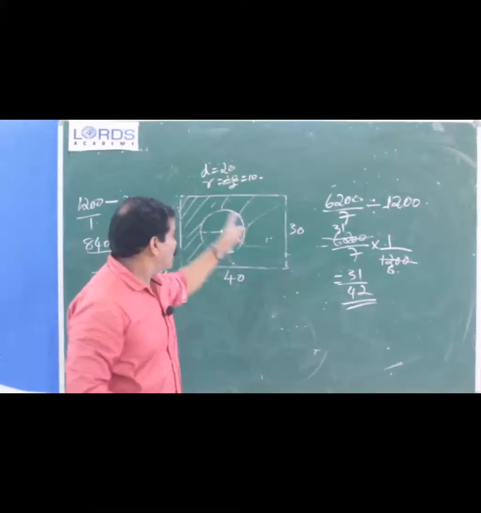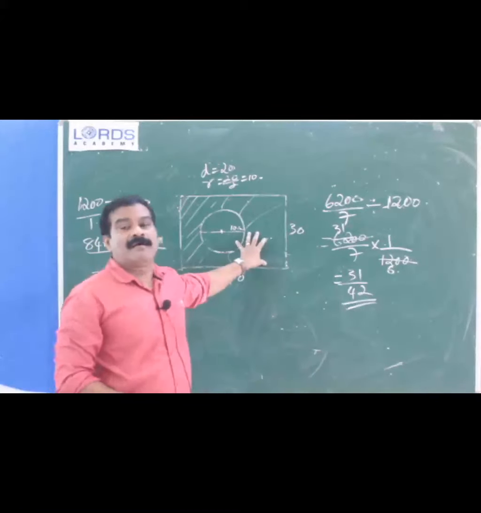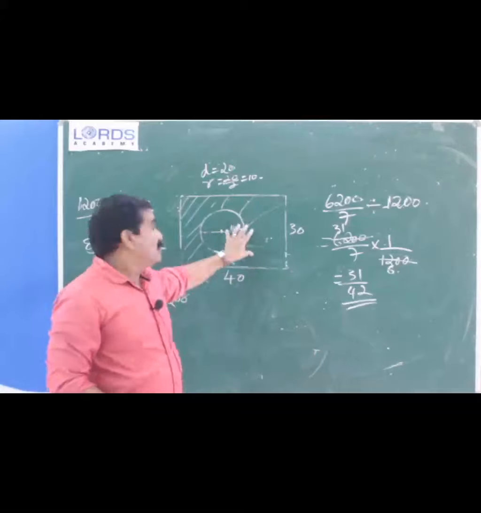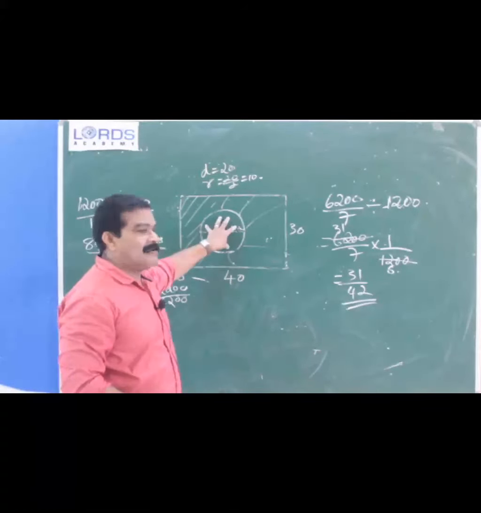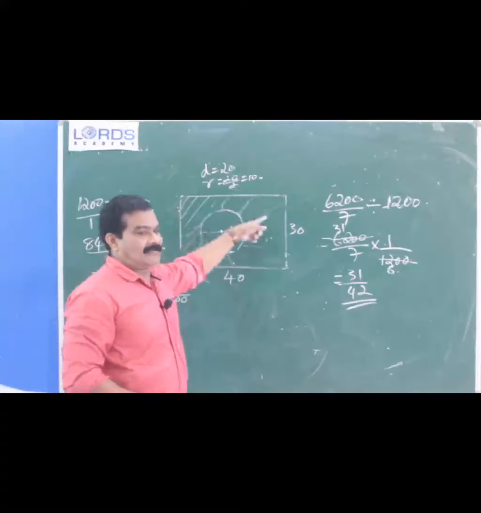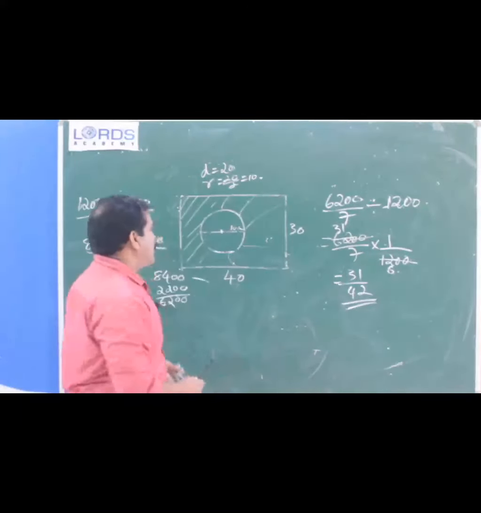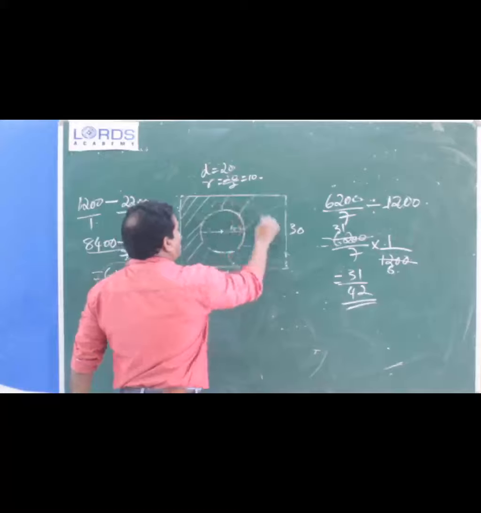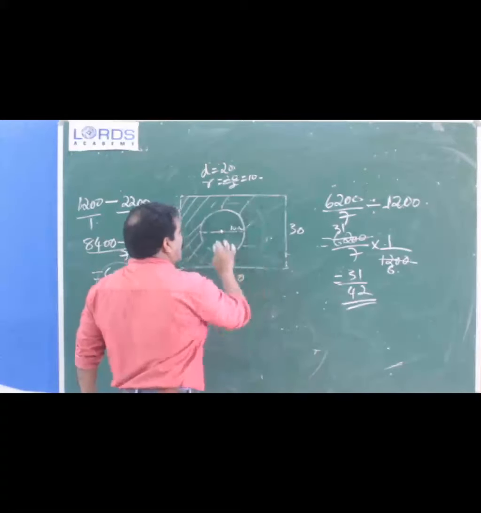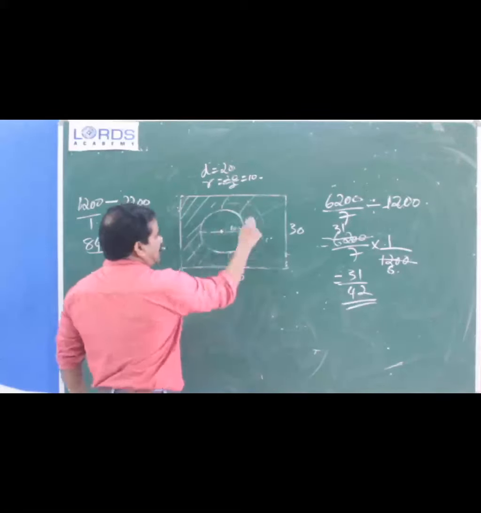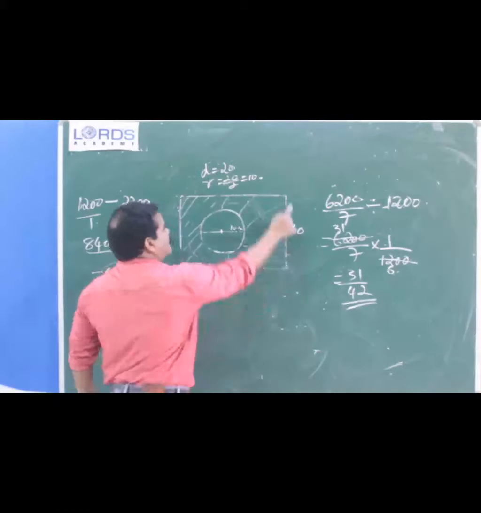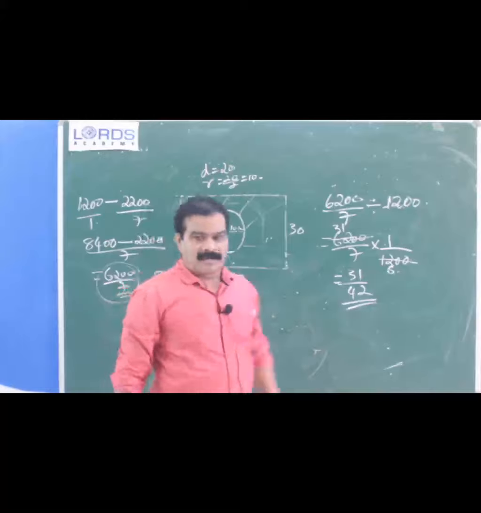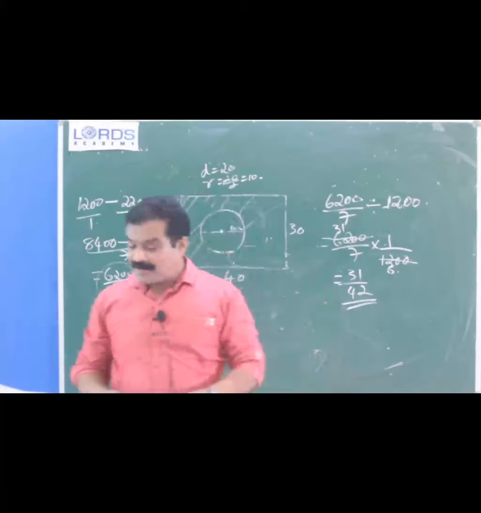This is one variety of question. So, using area, the number of favorable cases will be the area of the circle by the area of the rectangle. Also, when you consider the probability of getting outside the circle, you find the area of this portion by the area of the rectangle. You will get the answer, you will get the probability.